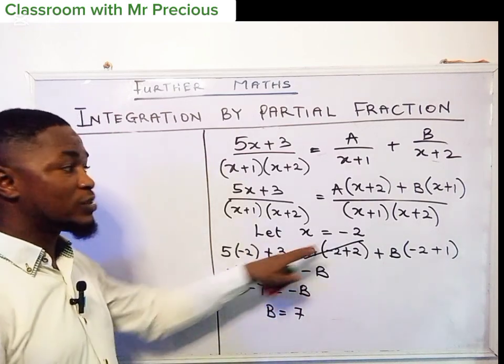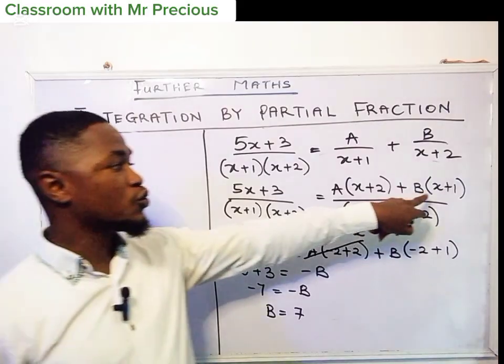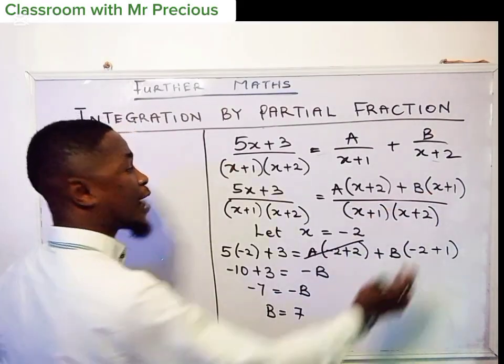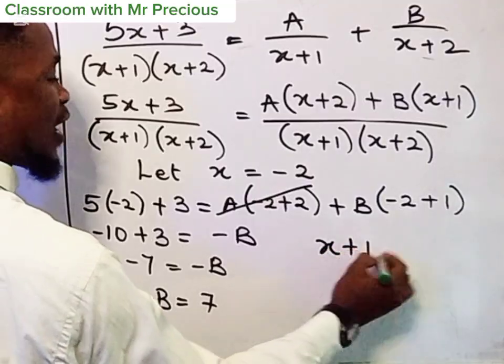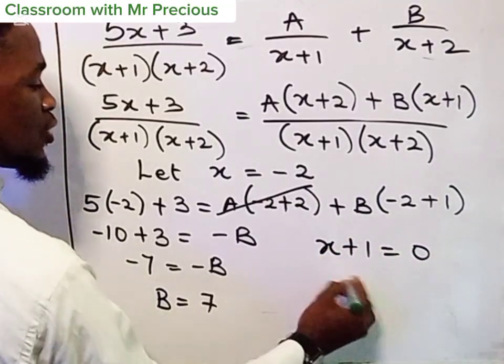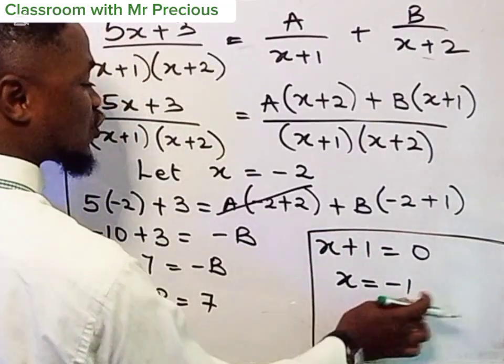Now you can also do the same. Since here we eliminated A, we can also do the same to eliminate B. And how can you eliminate B? Look at this factor that is with B, x plus 1. You have to make it equal to 0. So that means x has to be minus 1. So for you to eliminate B, x has to be minus 1.